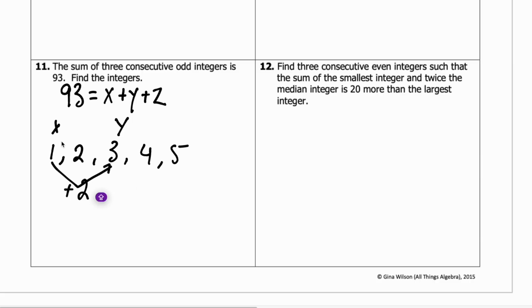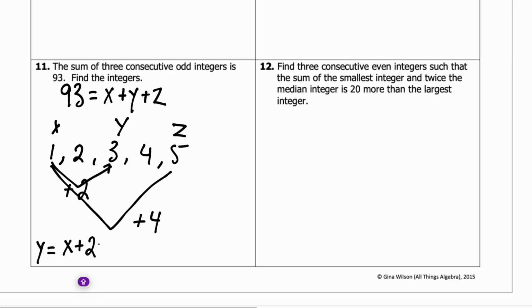Well, what if I want to get to Z? My next consecutive odd integer would be 5, so Z would be 5. And to get from 1 to 5, I would have to add 4, okay? So now I have a rule: if X was 1 and I need to find my Y, I could say that Y equals X plus 2. If I wanted to find my Z, I could say that Z equals X plus 4. To get from X to Z, I would have to add 4.